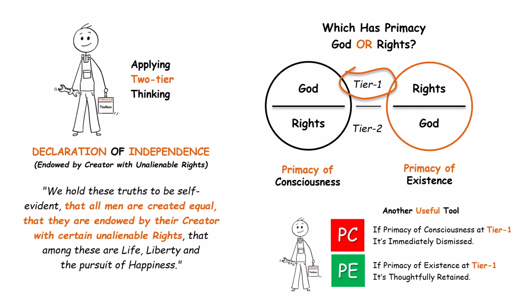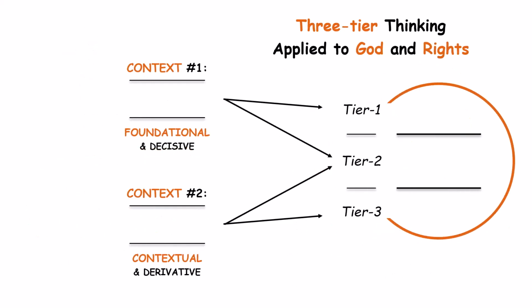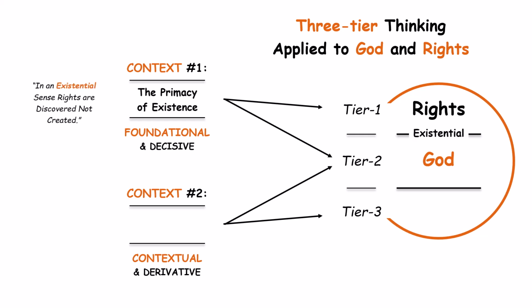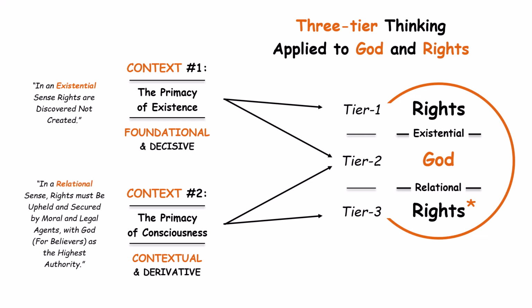Let's apply this now. We have established rights as Tier 1, giving them primacy over God in an existential sense, as rights are discovered, not created. With God at Tier 2, we now reassign rights at Tier 3, recognizing the primacy of consciousness in a new contextual, derivative, and relational sense, meaning, in a relational sense, rights must be upheld and secured by moral and legal agents, with God, for believers, as the highest authority.